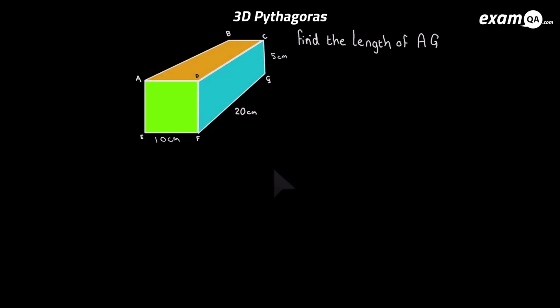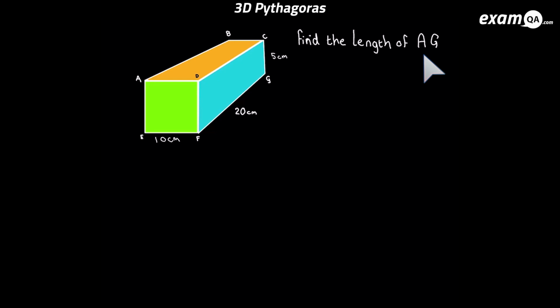In this video, we're going to be looking at 3D Pythagoras. Okay, so this question wants us to find the length of AG. Now I'm going to start by showing you a slightly long method, and the reason being is the longer method would work on any solid shape. However, the shorter method, which I'll show you at the end, only works for cuboids. So let's first look at that long method, which you can apply to any solid shape.